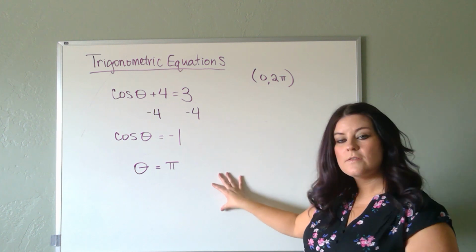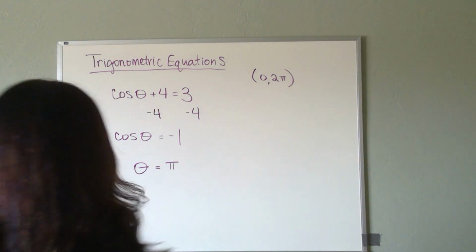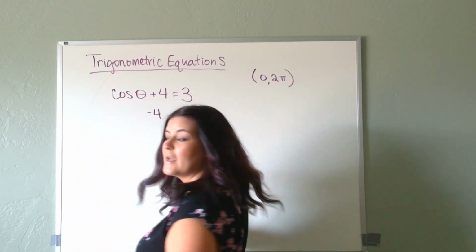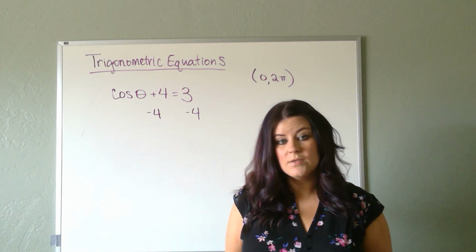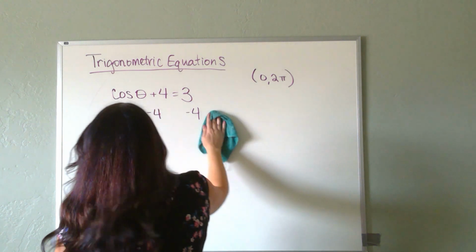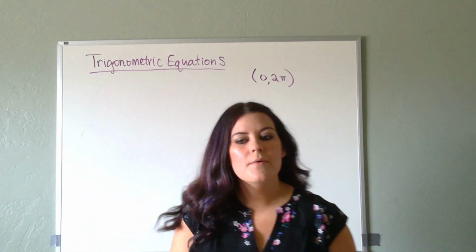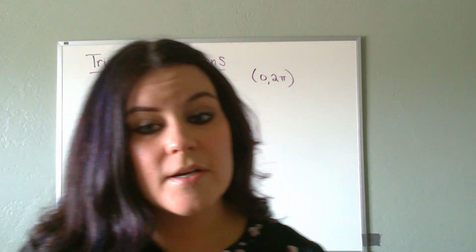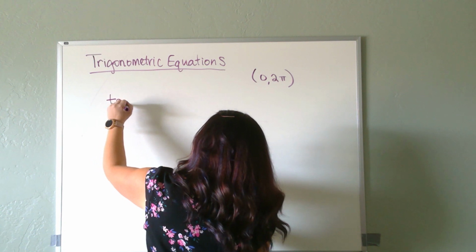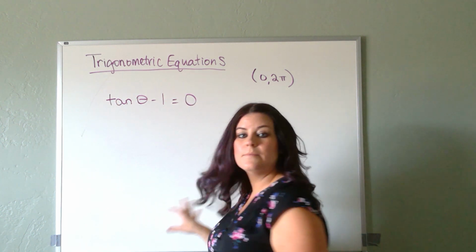All right, so this is another linear type equation. I'm going to do one more linear type equation. These were both sine and cosine. Those are the easiest to find on the unit circle because those values of x and y are actually directly on the circle. But what if we don't have sine or cosine? Let's say we've got a tangent question. So I'm looking at tangent theta -1 equals 0.